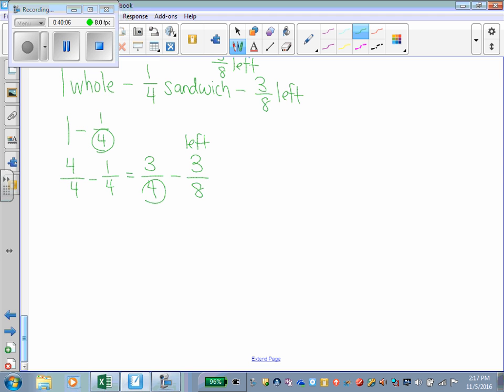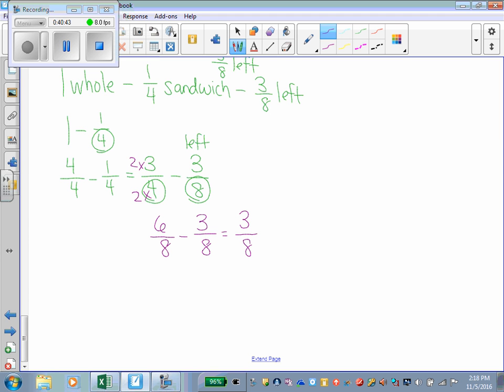Now again, we have a 4 and we have an 8. Which of these denominators can become the other through multiplying? We can do the 4. 4 times 2 can give us 8. And whatever we do to our denominator, we do to our numerator. So 3 times 2 is 6. So to rewrite our fractions, we have 6/8 minus the 3/8 that he had left. And 6/8 minus 3/8 is 3/8.